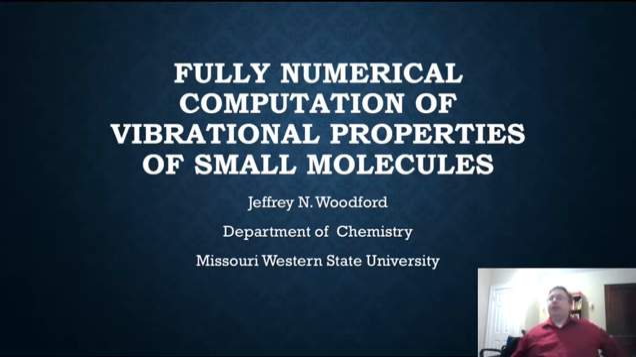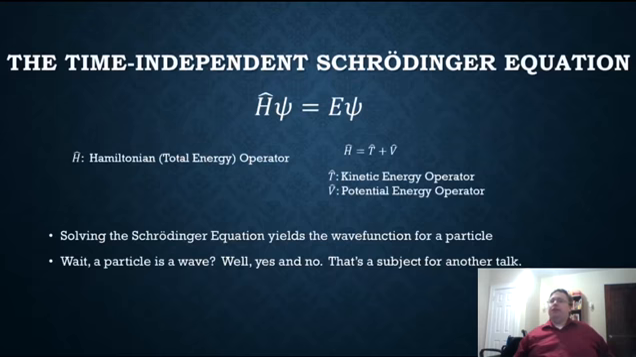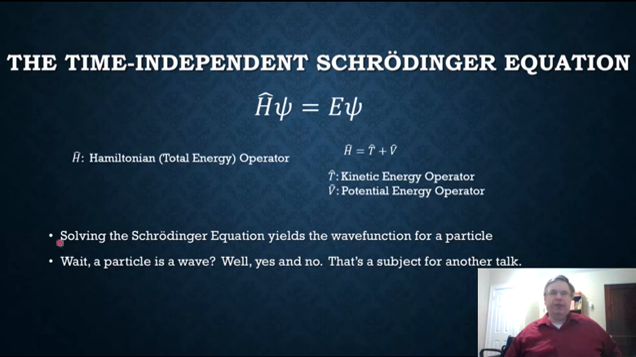First, let's talk a little bit about the equation that we're going to solve, and that is the time-independent Schrödinger equation. In this equation, h hat is the Hamiltonian operator, psi is the wave function, E is the total energy, and psi, again, here's the wave function. The h hat operator has two parts, T and V. T is the kinetic energy operator, V is the potential energy operator. So solving the Schrödinger equation yields the wave function for the particle.